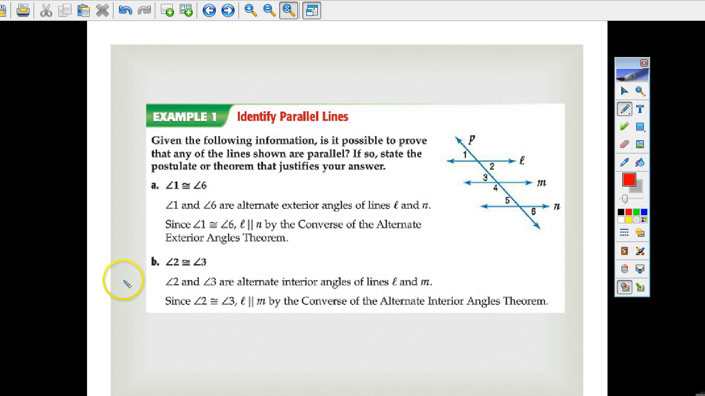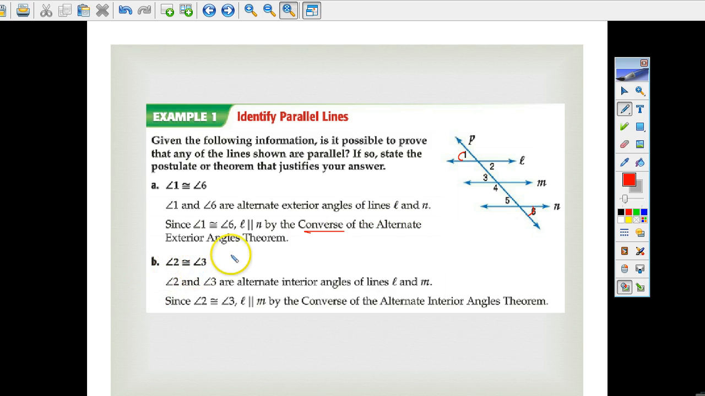Example 1. Identify parallel lines. Given the following information, is it possible to prove that any of the lines are parallel? If so, state the postulate or theorem that justifies your answer. Angle 1 is congruent to angle 6. They are alternate exterior angles of lines L and N. Since angle 1 is congruent to angle 6, lines L and N are parallel by the converse of the alternate exterior angle theorem.